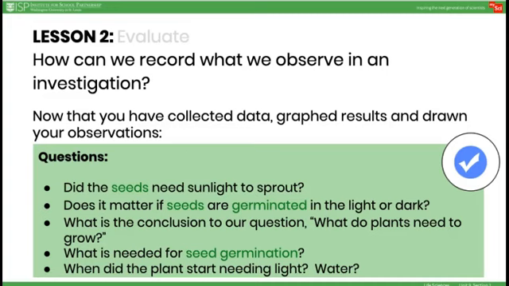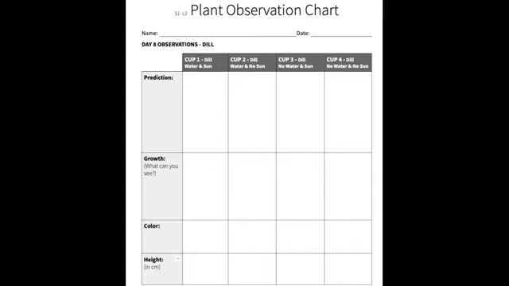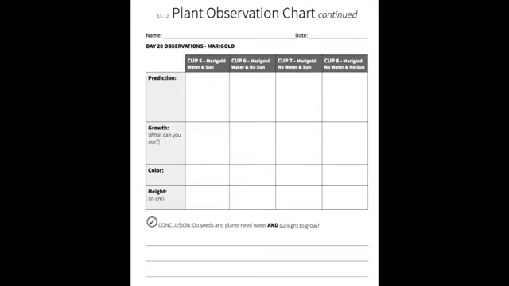Use the plant observation chart on student pages 6 through 11 to record and discuss plant data over time. The conclusion questions on these sheets can be used to evaluate student understanding. After they collect data and graph or draw, ask them, does it matter if seeds are germinated in the light or the dark? What do plants need for the seeds to germinate?